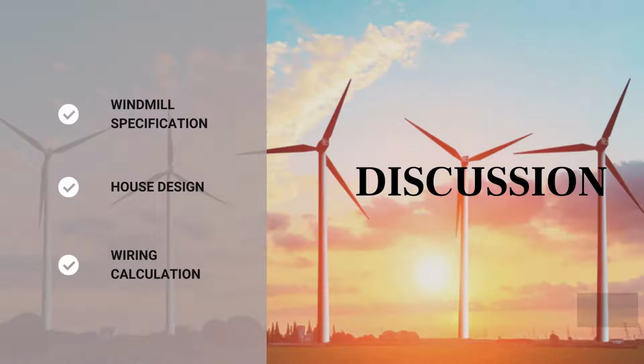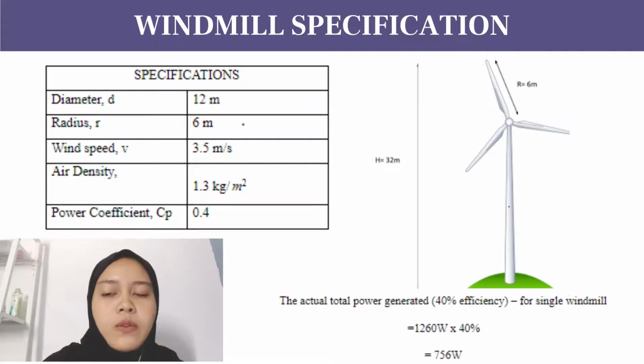Windmill specification, house design and wiring calculation are included in this discussion. As calculated with the specification in the table, the power generator for the wind turbine is 1260 watt, and according to the Betz law, the theoretical optimum power efficiency of any wind turbine configuration is 0.59, which means that no more than 59% of the energy borne by the wind can be derived from the wind turbine.